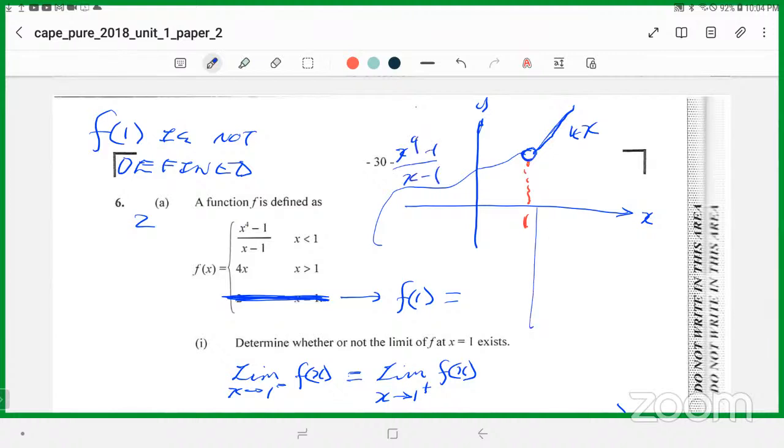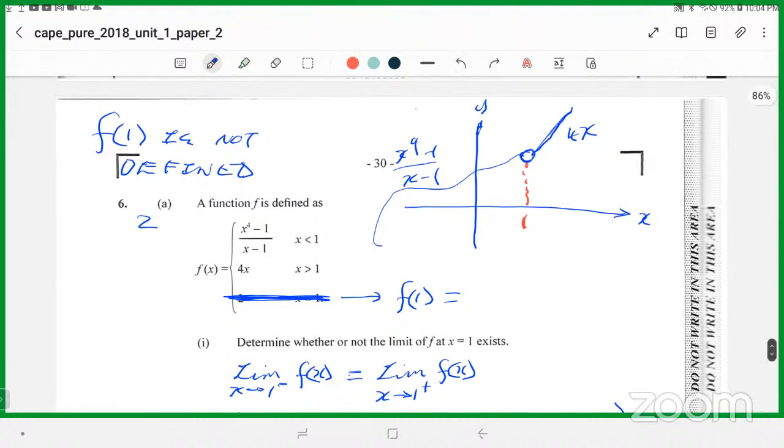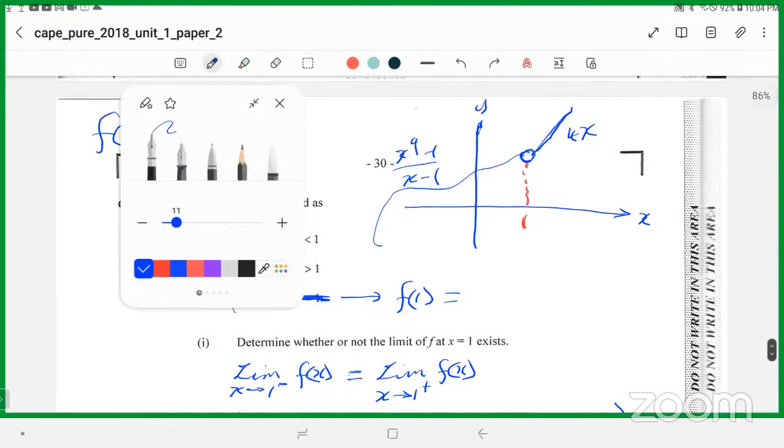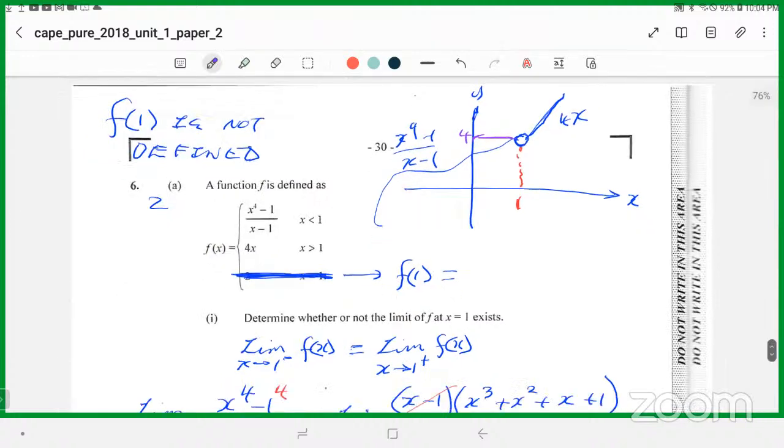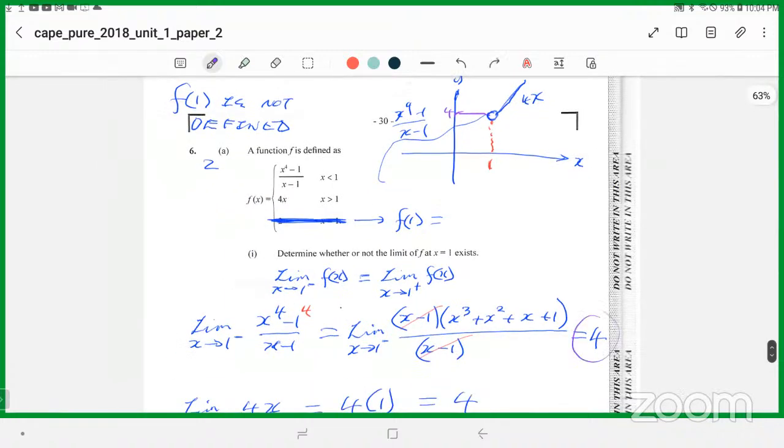At x equals 1, the limit exists. If you're showing the limit graphically, the limit is 4, so it maps onto a y value of 4. The limit is the y value the function approaches as you approach that x value from the left or from the right. So the limit is 4, and that corresponds to there. But it's not continuous because f of 1 is not defined.